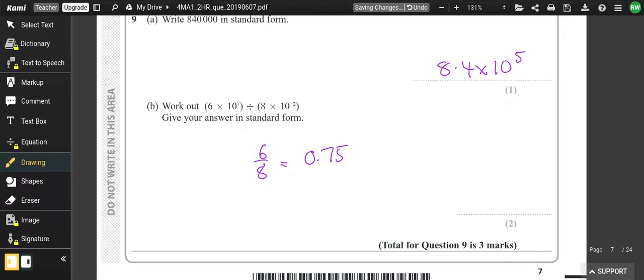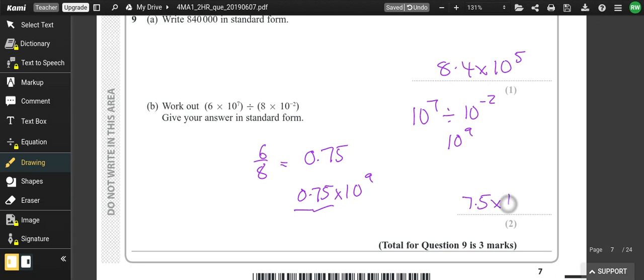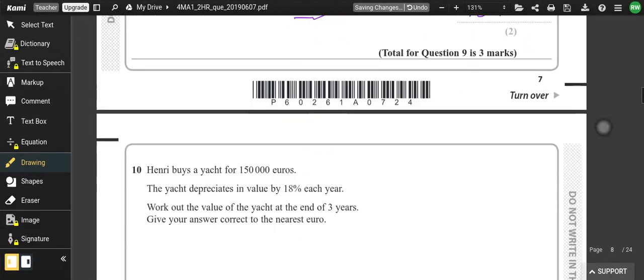10 to the 7 divided by 10 to the minus 2. You subtract the powers, but it's a negative. So 7 minus minus 2 is 10 to the 9. 0.75 times 10 to the 9. And we're not allowed to have a decimal unless it's between 1 and 10. So I'd make that 7.5 and then reduce the power by 1 to get that. Do that on the calculator, obviously.